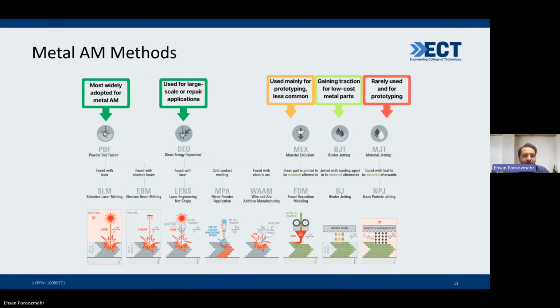LENS is a technology that uses a laser. WAAM is a technology that uses wire and arc. And that is how this technology is formed. I'm not going to talk about the right-hand side, but basically what all three do is use a mixture of metal powder in a matrix of a polymer.